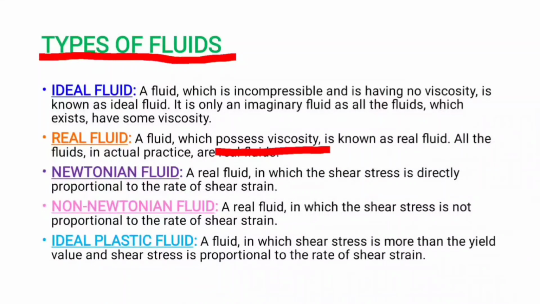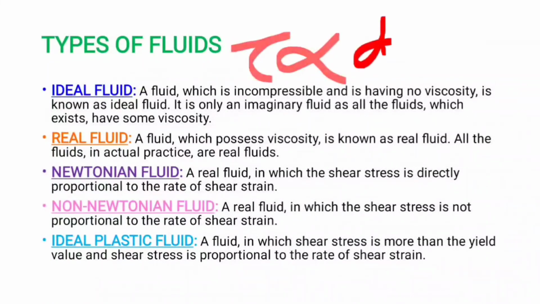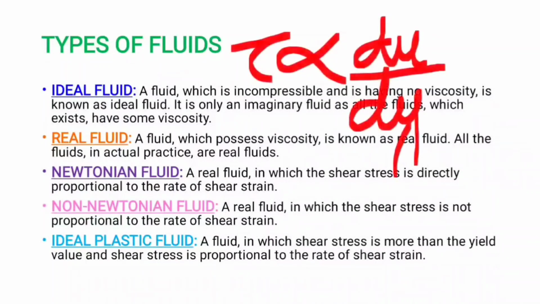Newtonian fluids. A fluid that obeys Newton's law of viscosity is called a Newtonian fluid. One that does not obey Newton's law of viscosity is called a non-Newtonian fluid. In other words, tau is proportional to rate of shear strain in a Newtonian fluid. If it is not proportional, it is called a non-Newtonian fluid.